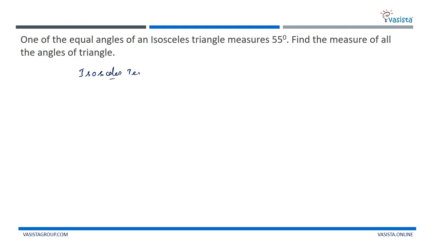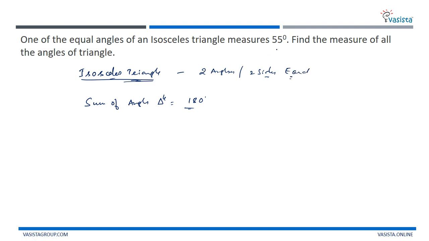isosceles triangle. Here two angles are equal and two sides are equal. So now the sum of the angles of a triangle, sum of angles of a triangle is equal to 180 degrees. So in case of an isosceles triangle, two angles are equal, two sides are equal, right? Right, now 55 degrees they have given, so that is what happens here.